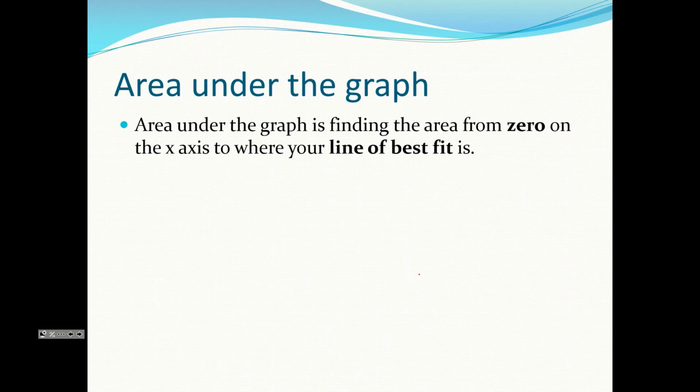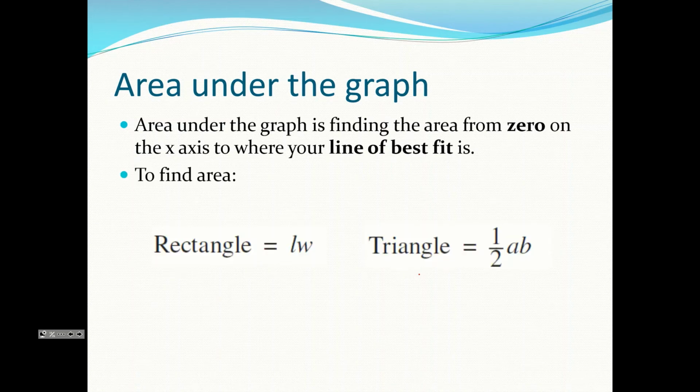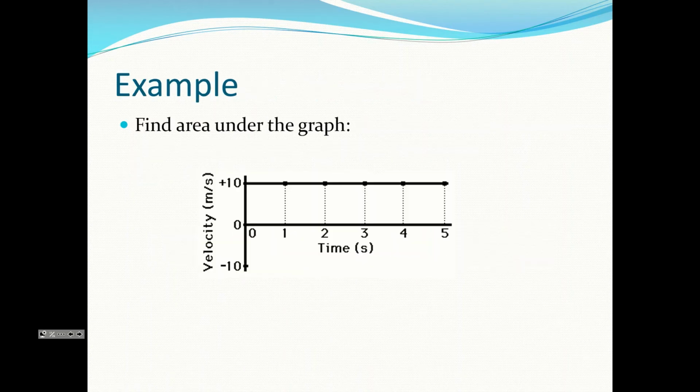Okay. There's one more thing that we do need to know about these velocity time graphs, and that's the area under the graph. So area under the graph is finding the area from 0 on the x-axis to where your line of best fit is. And you need to know that to find the area of a rectangle, it's length times width. And a triangle is 1/2 times base times height. And we're all pretty familiar with that because we've done that a lot in junior high. So I'll show you an example of that.